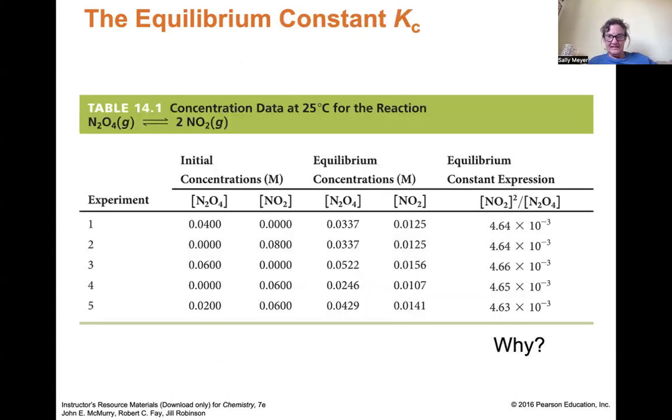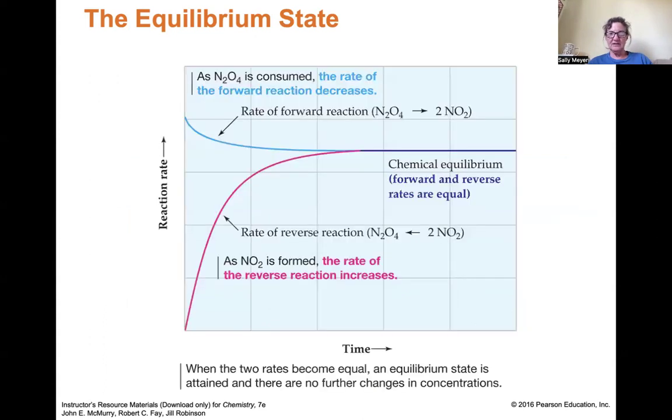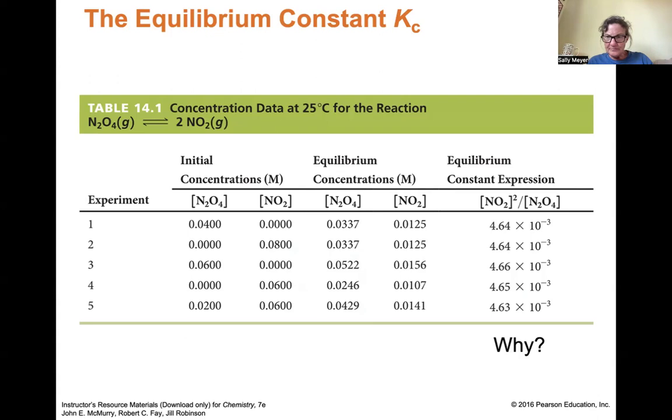This is just the data. It's more looking at this right here: the fact that no matter where you start, with reactant or product, the concentration ratio ends up being the same. In this particular case, we're going to see in a second that it's always the concentration of the products raised to their stoichiometric coefficient divided by the reactants raised to their stoichiometric coefficients. That's what reaches a constant when you reach equilibrium.